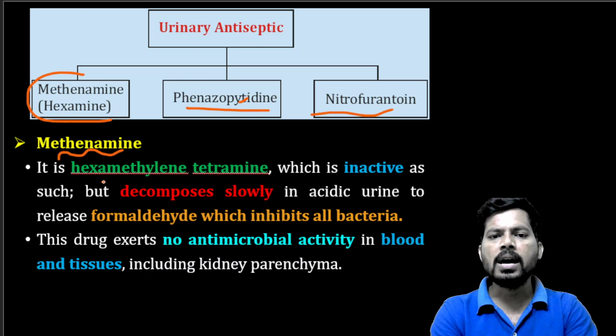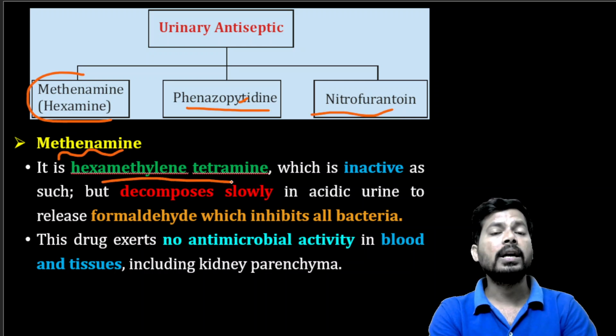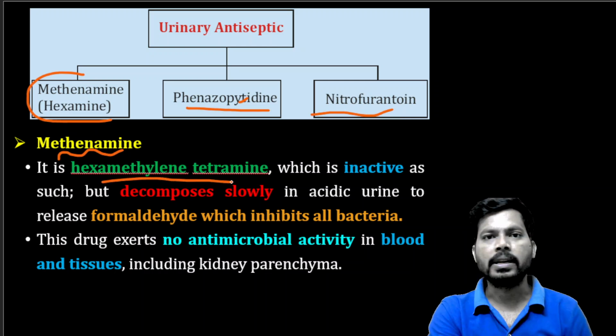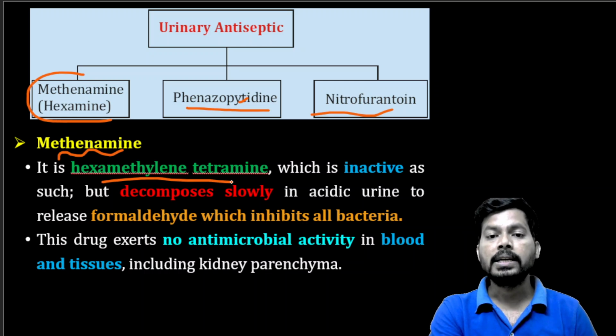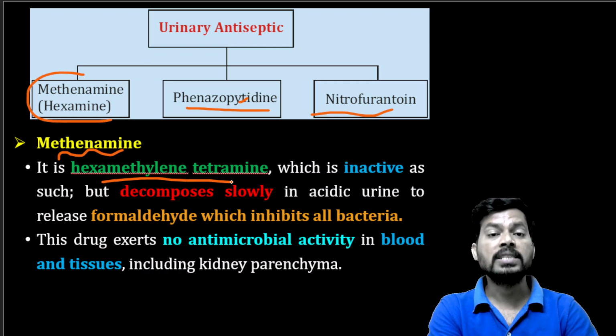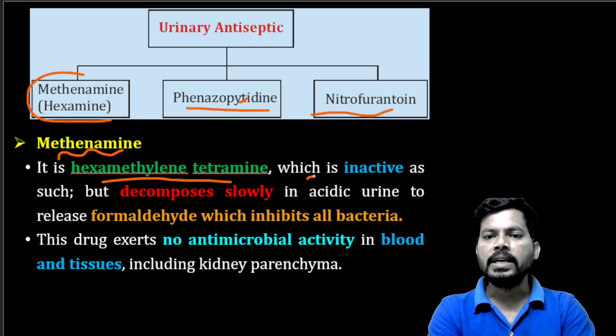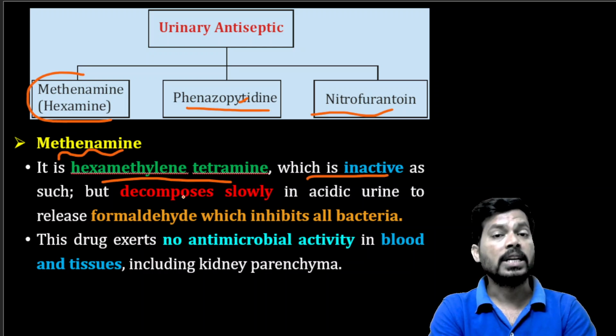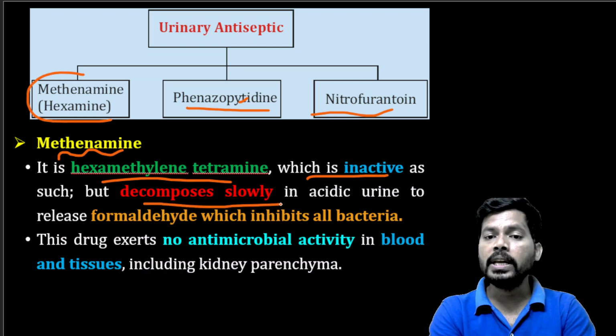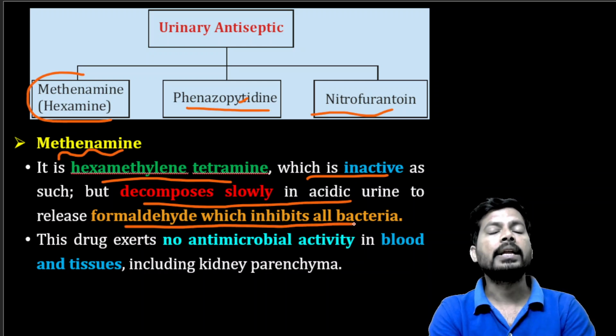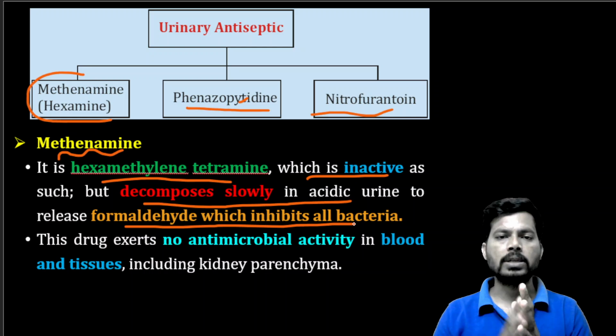It is chemically hexamethylene tetramine, containing 6 methyl groups and 4 amine groups, which is inactive as such. Generally it is inactive, but it decomposes slowly in acidic urine to release formaldehyde, which inhibits the bacteria, nothing but the bacteria causing urinary tract infection.